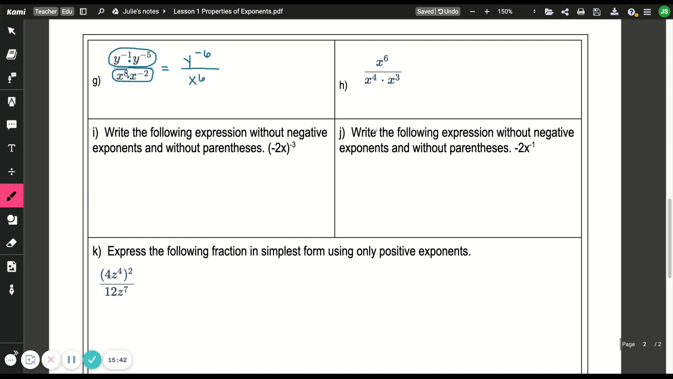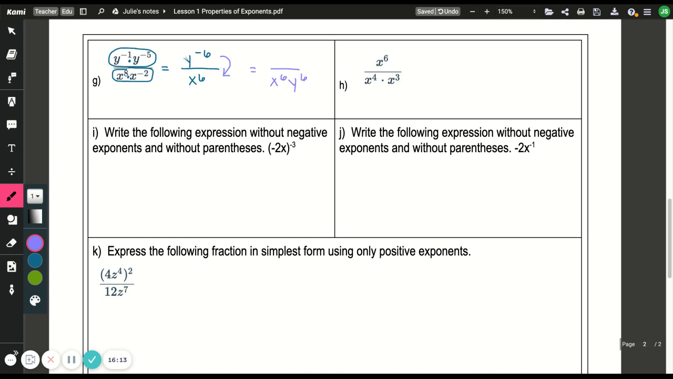Okay? However, we're not allowed to leave negative exponents. We can't leave this up here because its power is a negative, and we don't leave answers with negative exponents. So I'm going to move this y to the -6th down to the bottom of the fraction. And by moving it, all that happens is that you change the sign of the exponent. So I have an x to the 6th, and now I have y to the 6th.